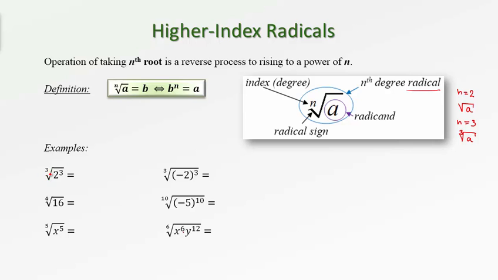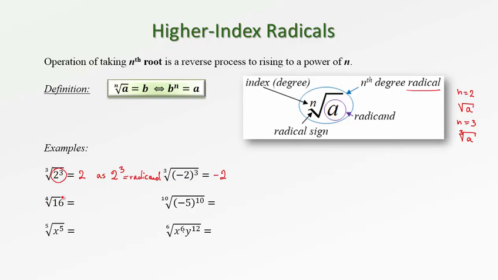Let's see how this definition of nth degree root works in practice. Okay, how much is cubic root of 2 cubed? Well, since cubic root is undoing the power of 3, that should be equal to 2. And let's confirm with our definition. Cubic root of something is such a number that when this number is raised to the 3, it gives us the something. And yes, 2 to the 3 is exactly the radicand. So our answer complies with the definition. Let's try to take cubic root of negative 2 cubed. Well, similarly as before, that's supposed to be negative 2. Why? Because negative 2 when cubed gives us back our radicand.